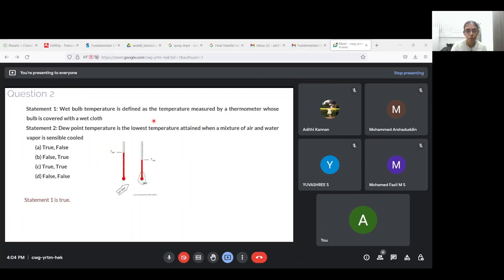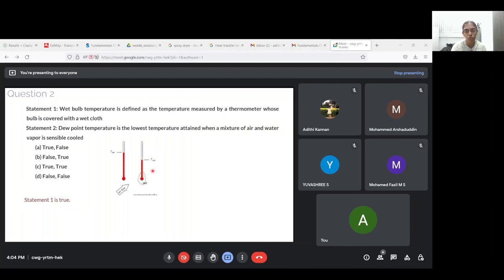So, wet bulb temperature. As I mentioned in the previous slide, if you just measure the temperature of a substance directly by a thermometer, it is called the dry bulb temperature. You can mention it as DBT. But if you cover the wick of the thermometer with a wet cloth, because of evaporation from the wet cloth to the air, this evaporation will lead to a certain amount of cooling near the thermometer. So this cooling will result in a reduction of the temperature.